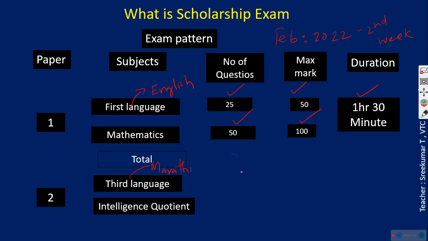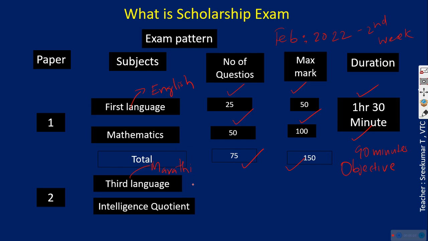The second paper will be done the same way. The total for the first paper is 75 questions, 150 marks, in 1 hour 30 minutes. That means 90 minutes. You don't have even 2 minutes to answer a question. All these questions are objective type questions. That means 4 alternatives will be given and you have to find out the correct answer. To find the correct answer, you have to do enough calculation or enough mental work or enough learning before that.